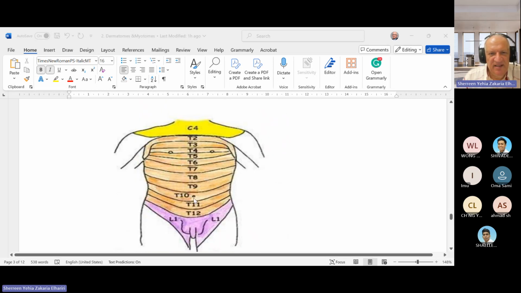Again, T10 is the umbilicus level, and this is the inguinal region L1, but again the incision is at T12.